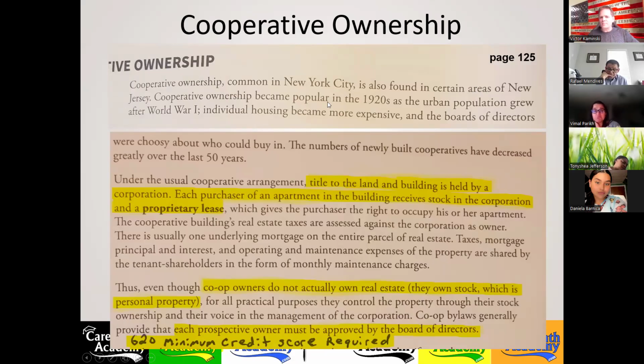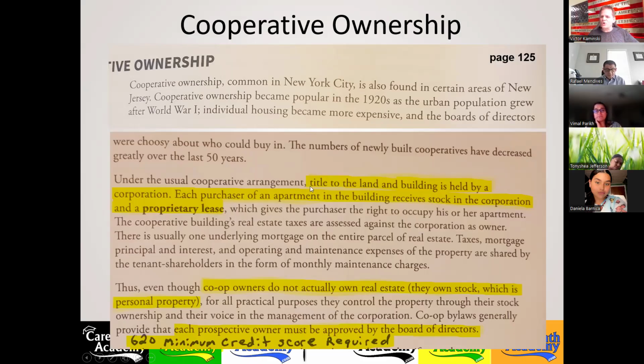Cooperative ownership became popular in the 1920s as the urban population grew after World War I. Individual housing became more expensive, and the boards of directors were choosy about who could buy in. Because of that, some people feel like they're discriminated against, but that's not the reason why they're so choosy. The number of newly built cooperatives has decreased greatly over the last 50 years.